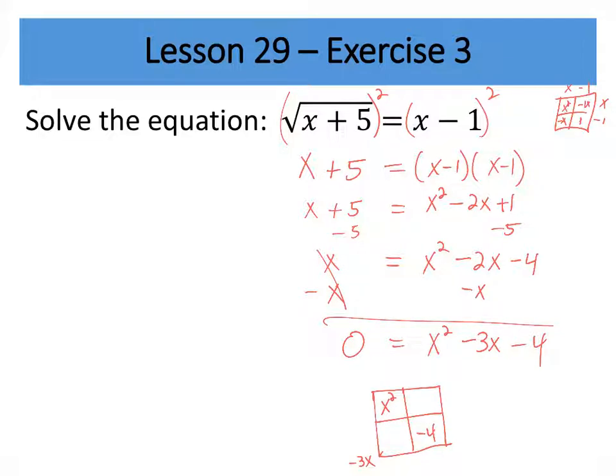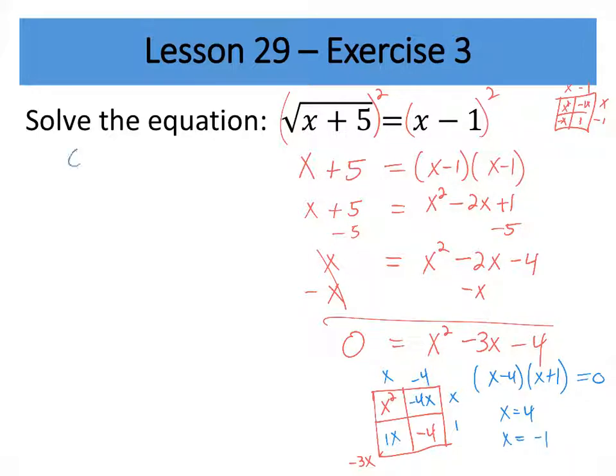So I need two numbers that add to negative 3 and multiply to negative 4. So I know that to be 1 and negative 4, so this is actually quite friendly. So this factors out to be x minus 4 times x plus 1, equals 0. So I get two answers, x equals 4 and x equals -1.